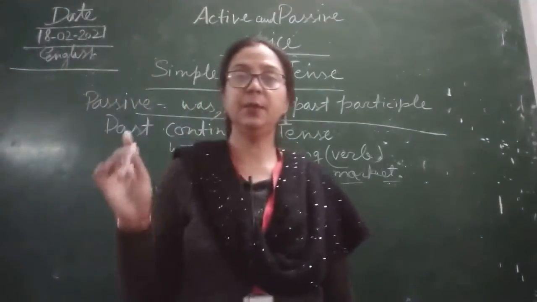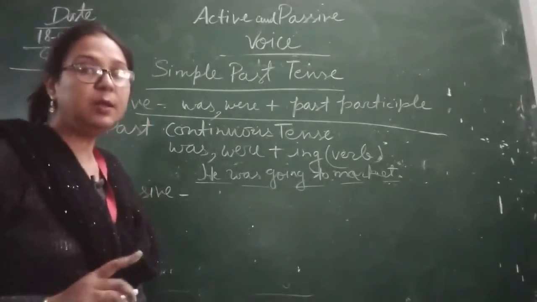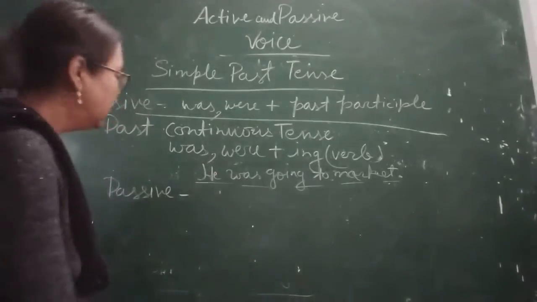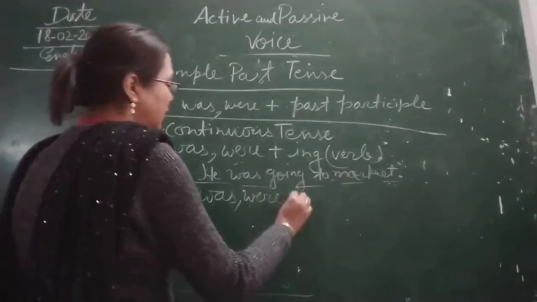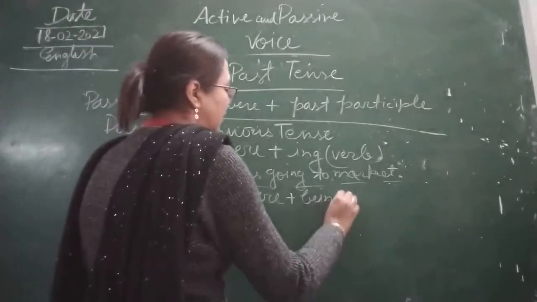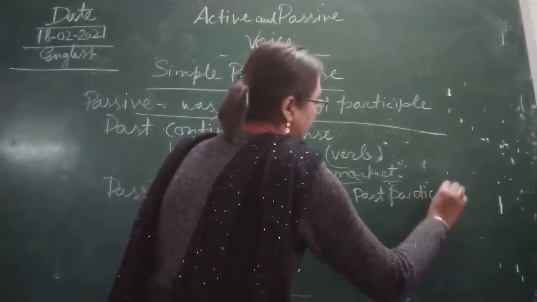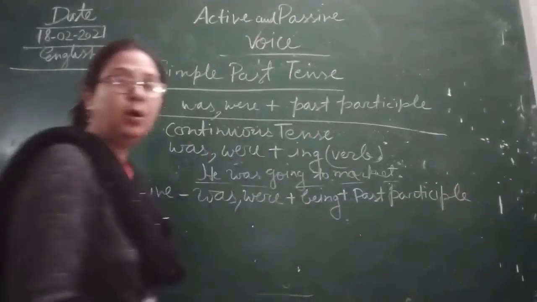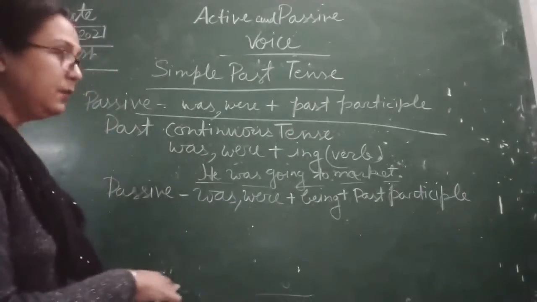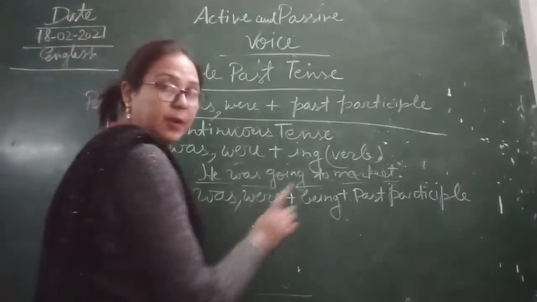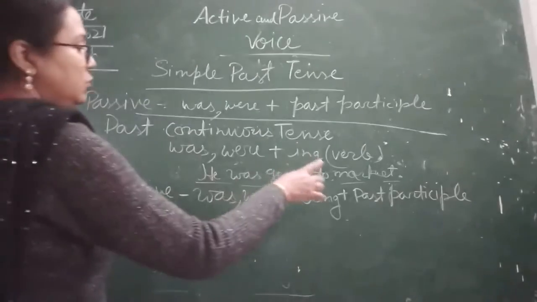Similarly as we have done in the present continuous tense, the same rule will be followed over here. Only and only was and were will be changed. So the rule of making active to passive voice is was and were plus being plus past participle. This is the rule of making active to passive voice, children. Now here I'll give you the same example. I will write in the passive voice. Children, you can see, he was going to market.